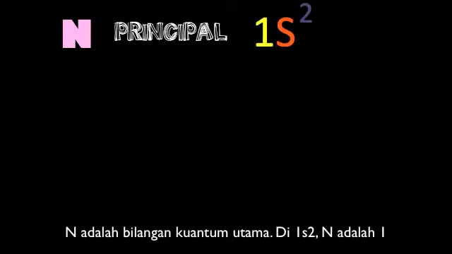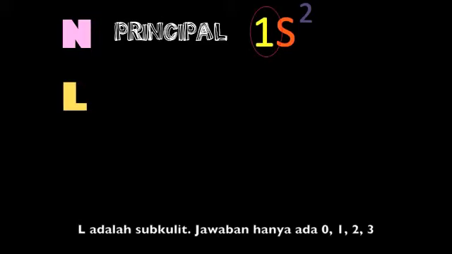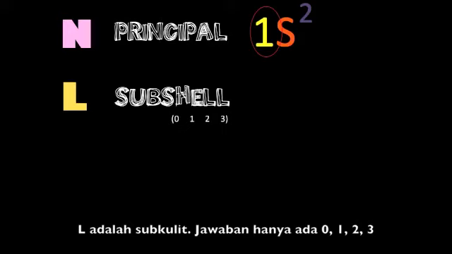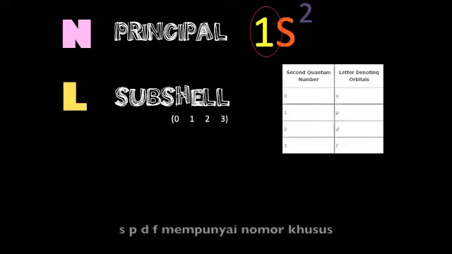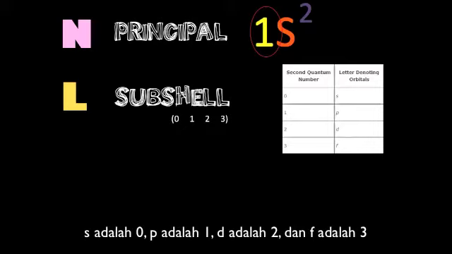n is the principal, so for 1s2, in this case n would be 1. l is the subshell. The possible answers are only 0, 1, 2, and 3. SPDF has its own second quantum number, so s is 0, p is 1, d is 2, and f is 3.